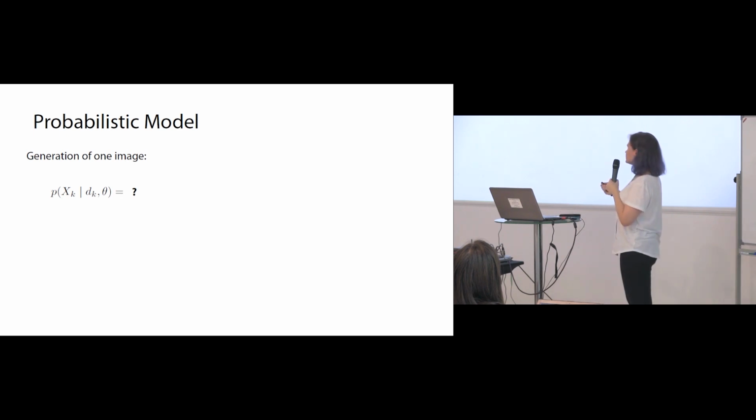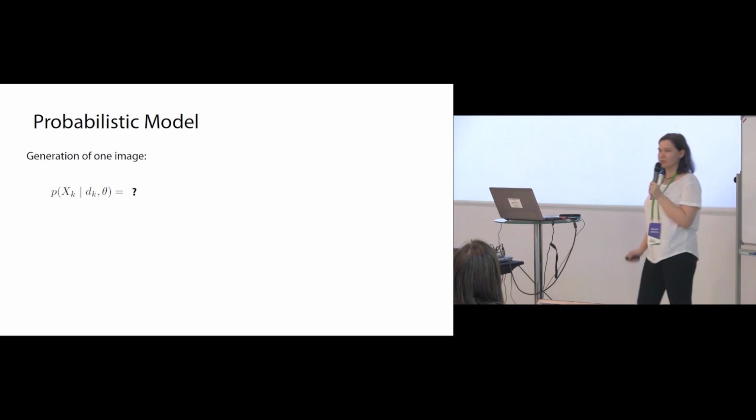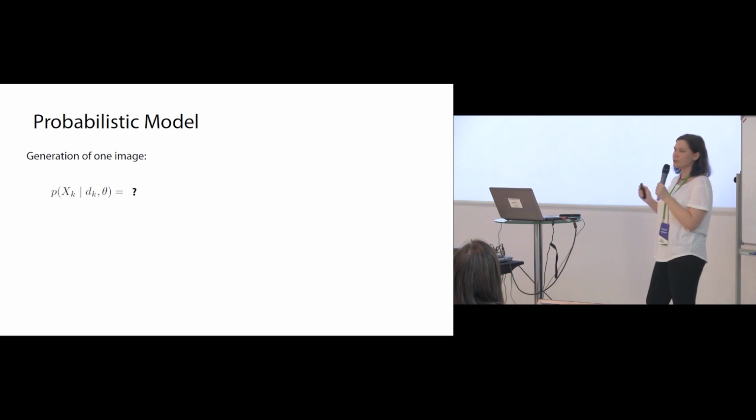Let's start with the probability of each image x_k given the random shift d_k and parameters. How was this image generated? What is the probability distribution? Do you have any ideas? Why uniform? We already know the random shift, it's fixed, and all the parameters are fixed. Then what is the distribution for the image?